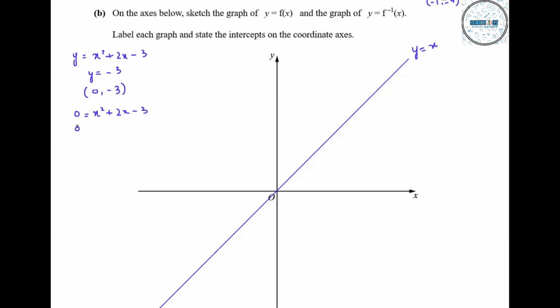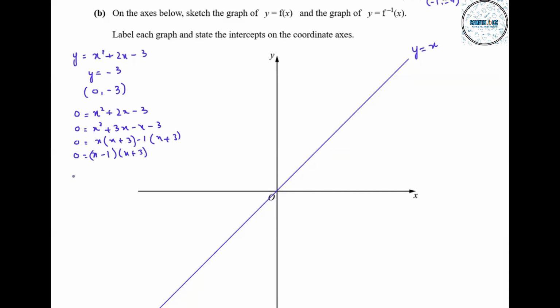So then we will do middle term breaking. x squared plus 3x minus x minus 3. So x plus 3 minus 1 is common, x plus 3. So we have x minus 1 and x plus 3.